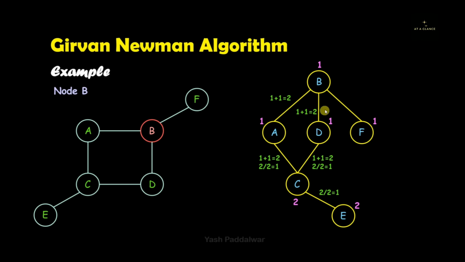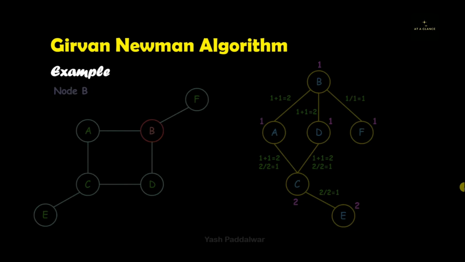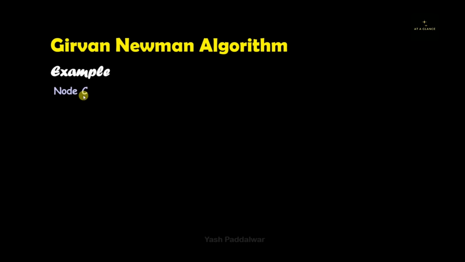Now for the edge AB, you can see that the previous edge is having the weightage 1, which is the edge AC. So 1 plus the weightage of the node A is 1, 1 plus 1 is 2, so edge weight of AB is 2. Similarly for the edge weight of BD, the value is 2 because the previous edge weight is 1 and node weightage of the node D is 1. 1 plus 1 will be 2. Now for the edge BF, the weightage will be 1 because it is a leaf node, so 1 divided by 1 will be 1.